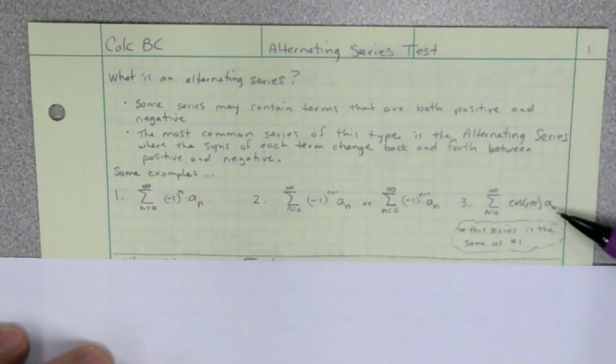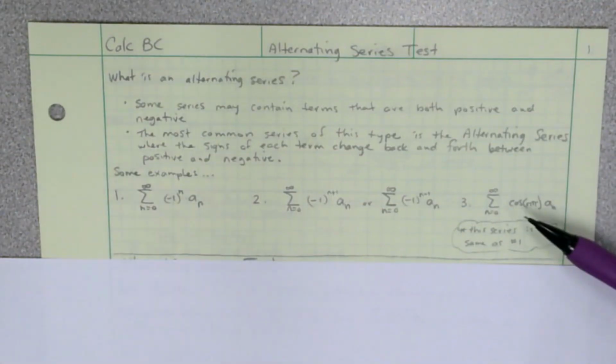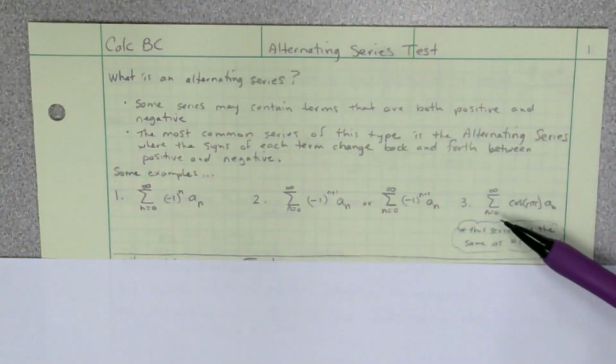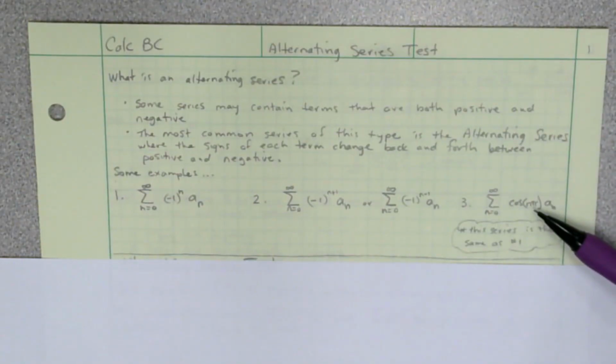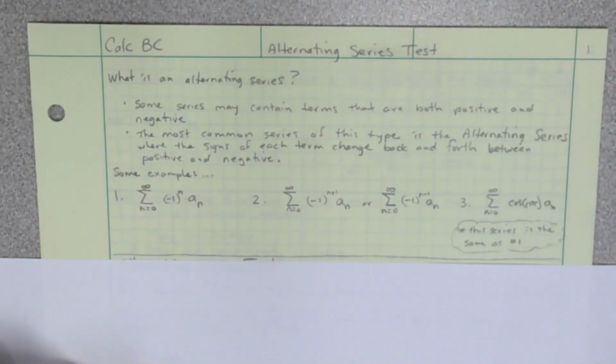And this is also another one. Kind of amazing that it is, but remember the cosine of n pi, where n is a counter, 0 to infinity. Well, this alternates back and forth: 0, pi, 2 pi, 3 pi, 4 pi, and so forth. And so the cosine there is either 1 or -1. So then again, you have an alternating series here.